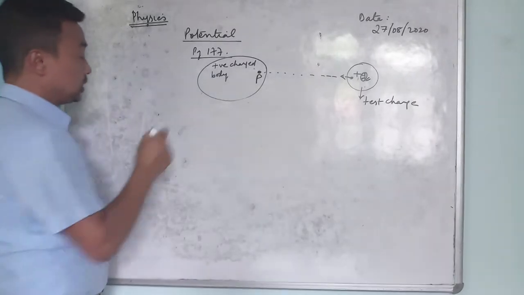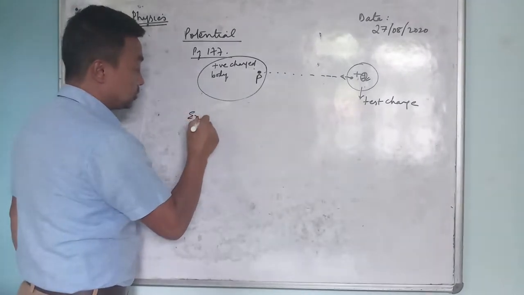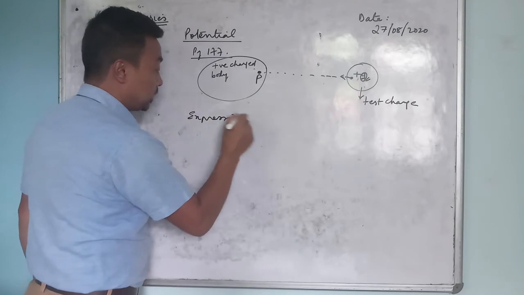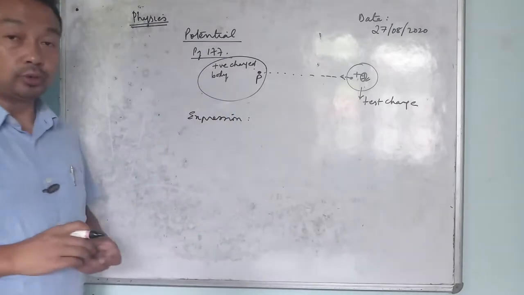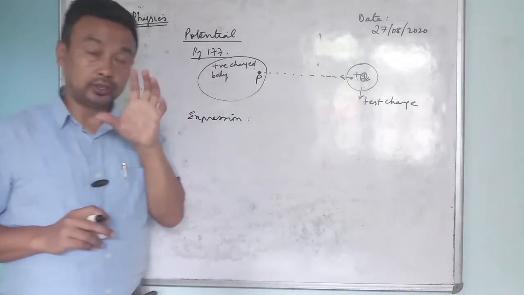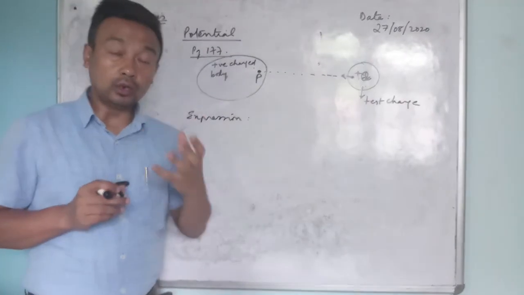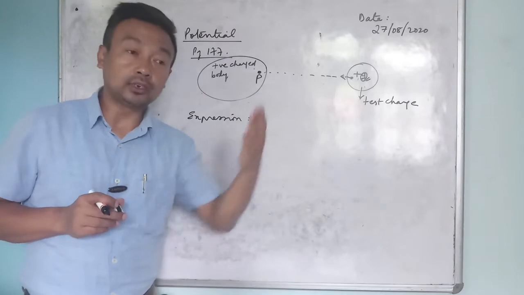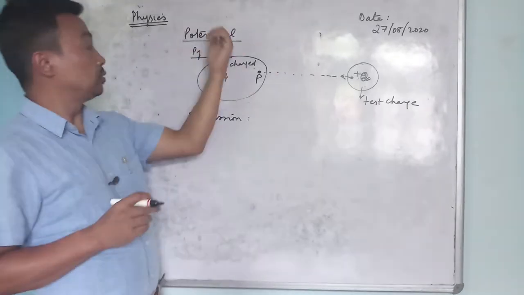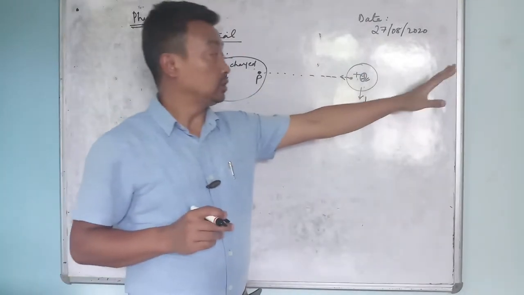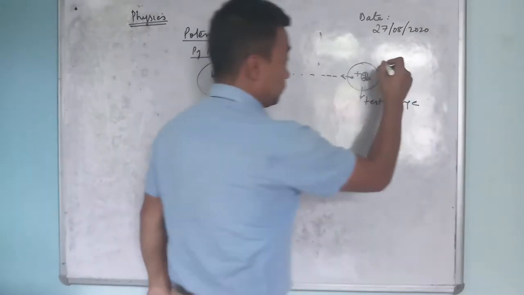So now let us write down the expression for the potential. The expression for the potential is quite simple now, as we have understood the concept. In the potential, the key point you have to keep in mind is work done. Work done when you carry a charge from one point to another. So in the potential, what is the first point? The first point is infinity. It is coming from infinity.